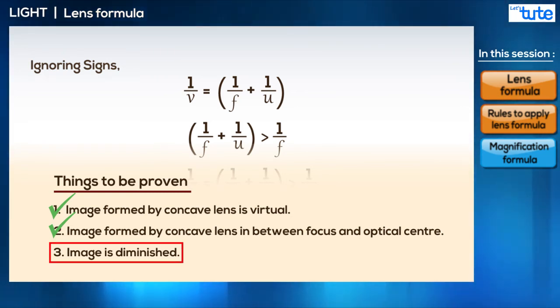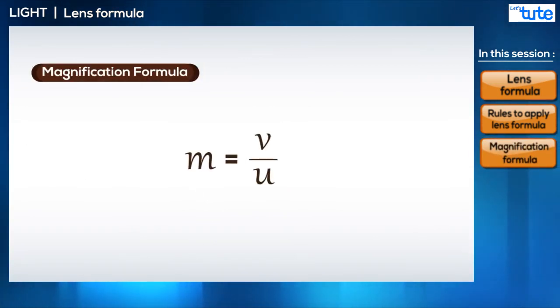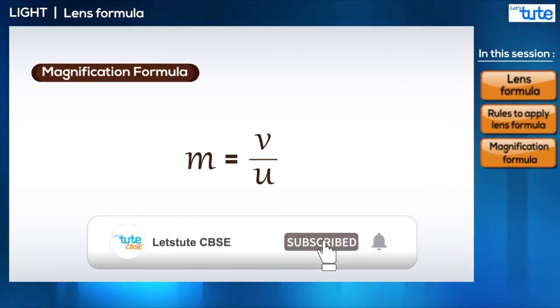For the diminished part, we need another formula here. This is the magnification formula. This is again similar to the magnification formula for spherical mirrors. I urge you to figure out why these formulae are so similar to their spherical mirror counterparts. Here again, the difference is the sign.